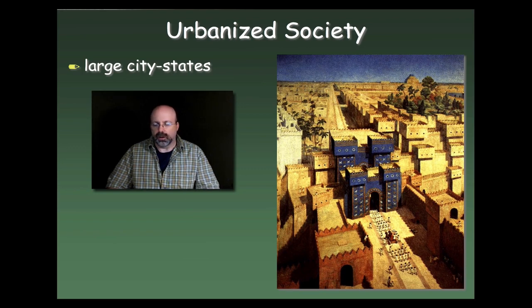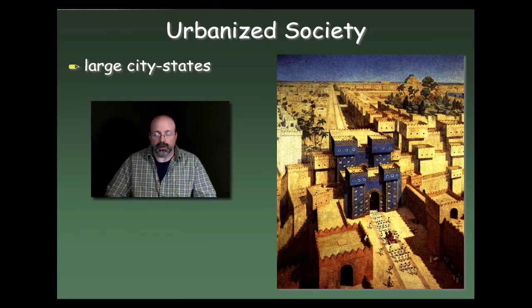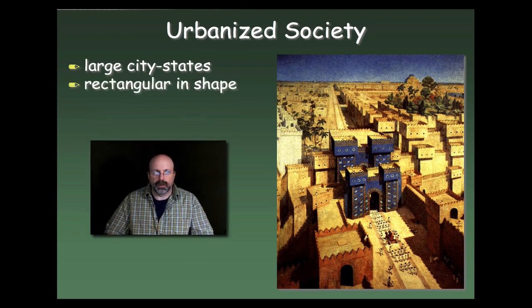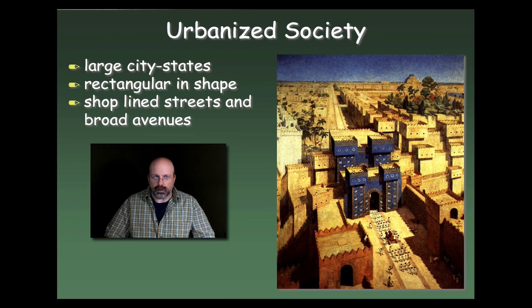And this picture here is an image of what somebody thought maybe the city of Babylon with its beautiful blue tile gates might have looked like. It's a pretty big city. They tended to be rectangular in shape. They also have these shop-lined streets with broad avenues. So the streets were wide enough to accommodate merchants and business and commerce. They often led to the central part of the city.